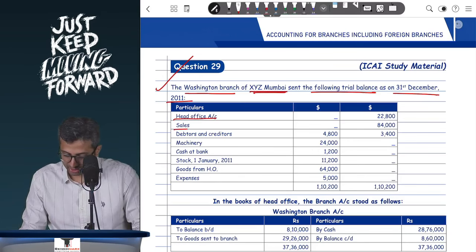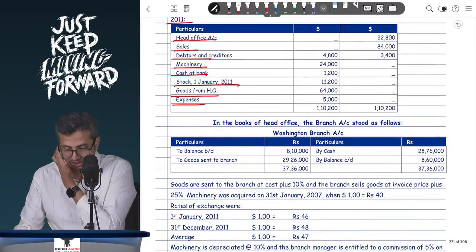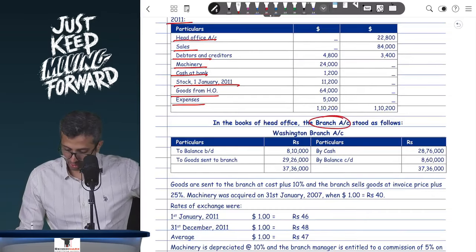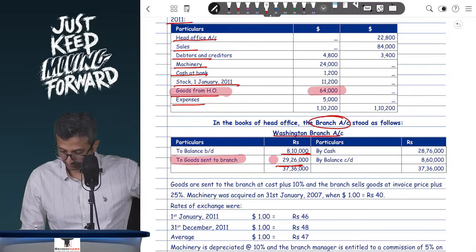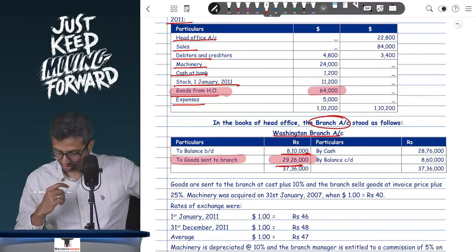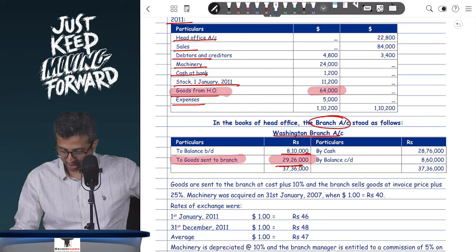Head office account, sales, debtors, machinery, cash, stock at the beginning, goods from HO, and expenses. As you can see, this is tallying in dollars. In the books of the head office, the branch account stood as follows: Washington branch. There's the balance. Goods sent to branch. I think this will help you in calculating the actuals over here for conversion. Then you have cash remittance and then closing. So this will probably help you to calculate this balance over here, 8,60,000.